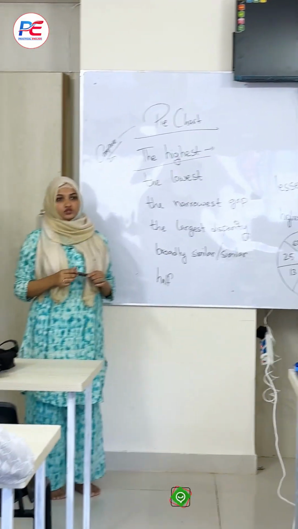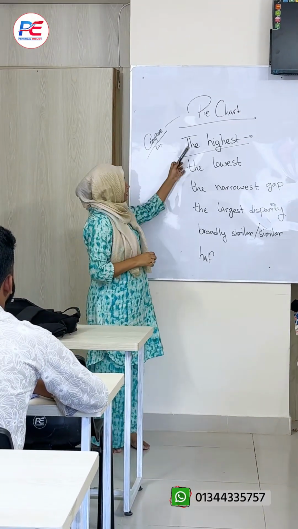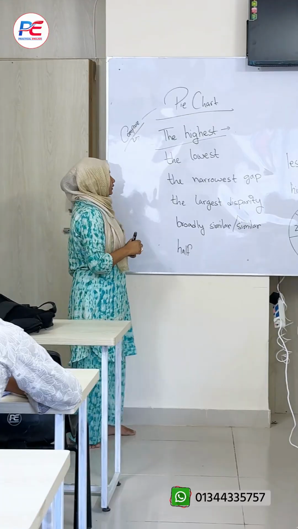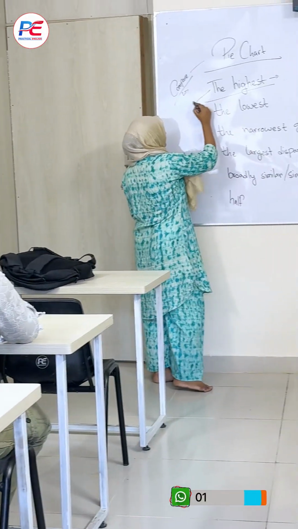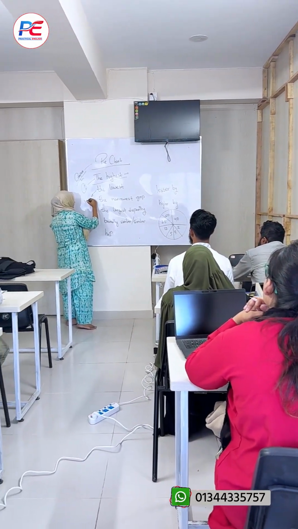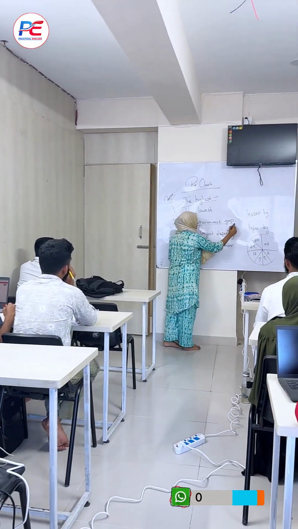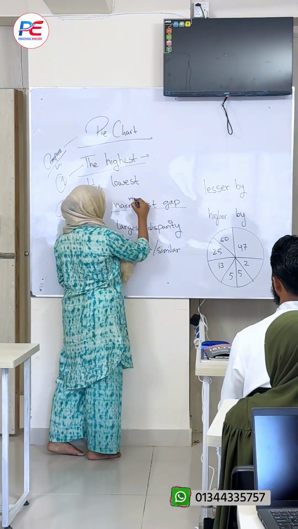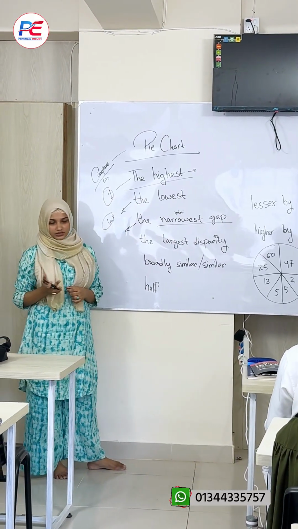Superlative, right? That means number one. Number one is the highest. And the lowest? The last one. The highest is number one, and the lowest is the last one. Okay, and what about the narrowest gap? Small gap, right? Minimal gap. Minimal gap is called the narrowest gap.